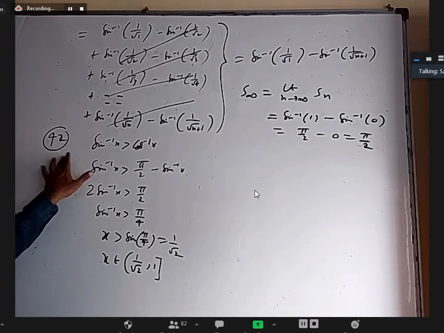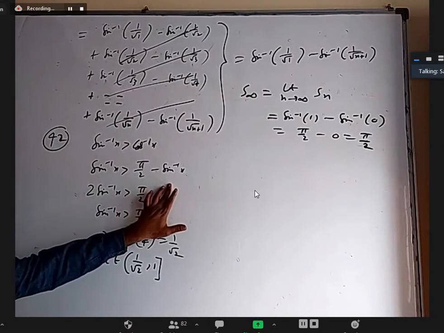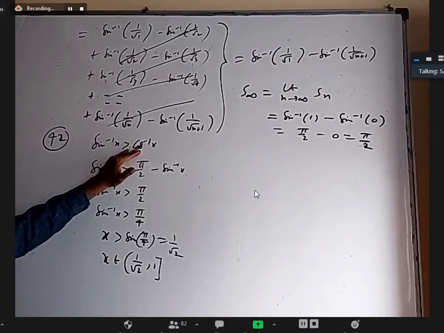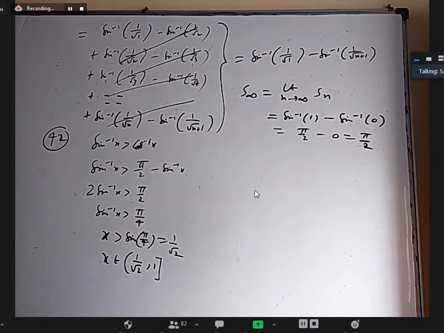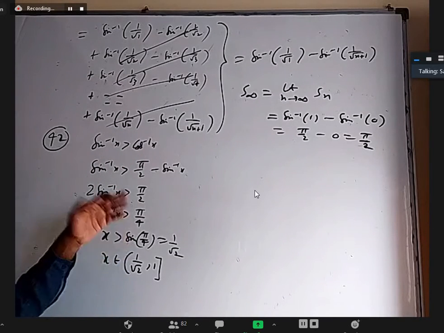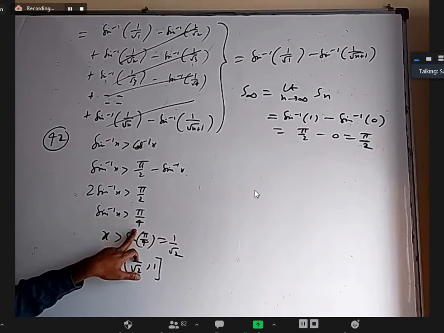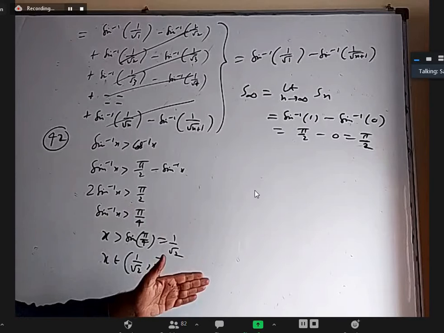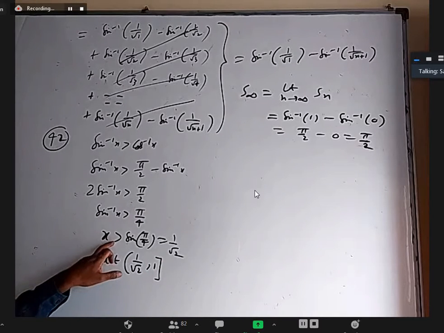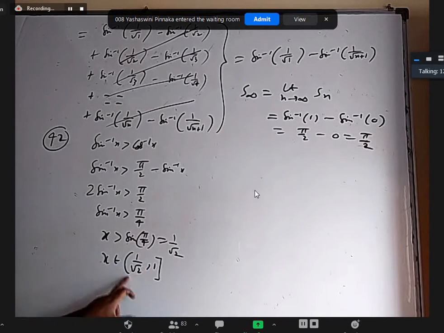Okay, it is fairly simple, right? Cos inverse x is pi by 2 minus sin inverse x, and instead of two variables, sin and cos, we have only one variable. And sin inverse x range is minus pi by 2 to pi by 2. But here we got greater than pi by 4 up to pi by 2 only. So when you want x more than 1 by root 2, it can be up to 1 only, because sin inverse x will be defined only up to 1.